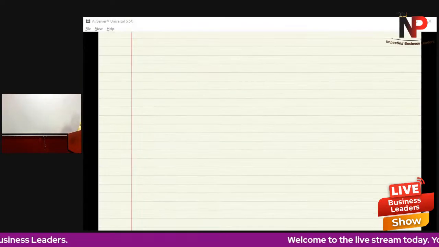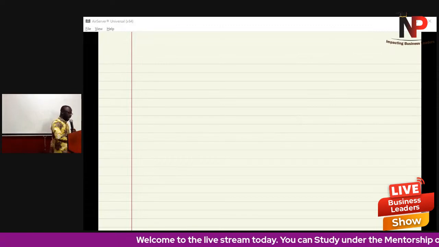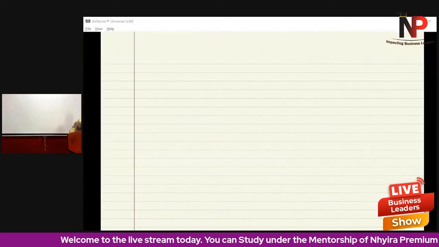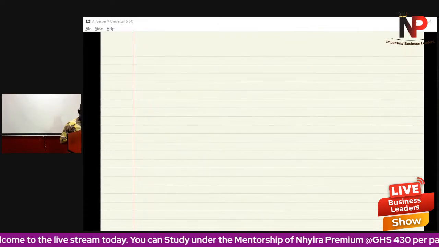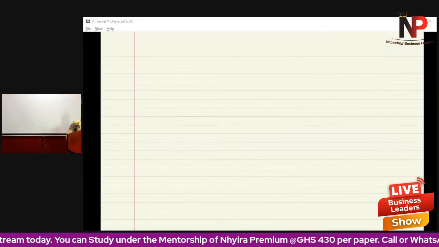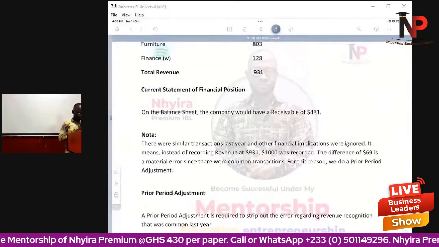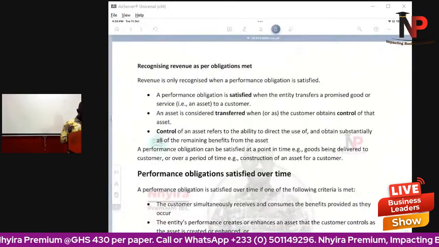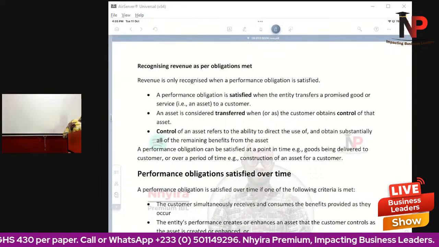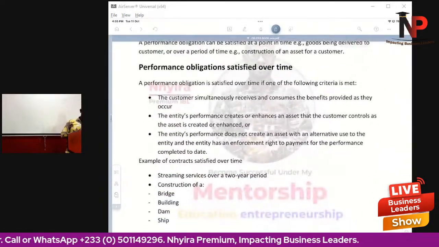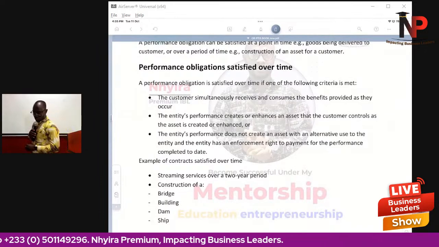Now we want to go to the second part, where we want to look at recognition of revenue in a scenario where the performance obligation goes beyond one accounting year. Recognition of revenue where the performance obligation goes beyond one accounting year. So what do we do in that regard when a performance obligation goes beyond one accounting year?